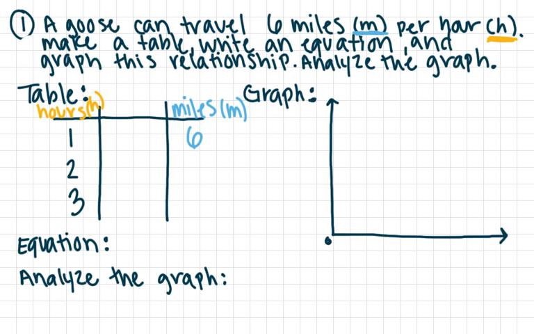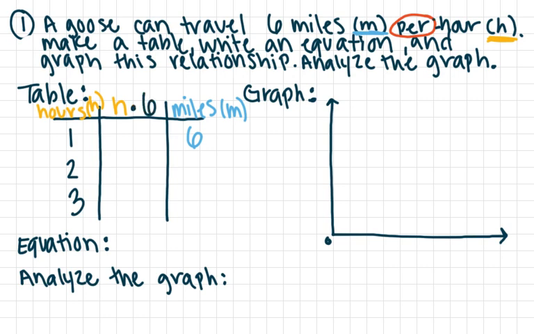Another clue that I'm multiplying is this word per. That means for each hour, which is a multiplying word. So every hour I go, I'm going 6 more miles. And so that is repeated addition or multiplication. So in this, what's happening is I'm taking these H's and I'm multiplying them times 6. So let's go ahead and fill out the rest of our table. So again, my rule is going to be my H, and I'm going to multiply it times 6.